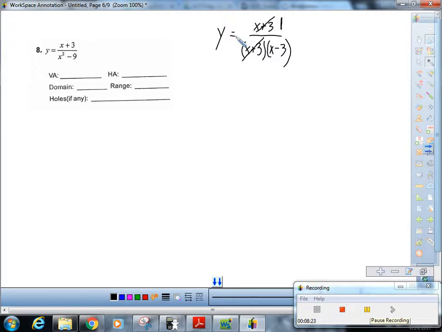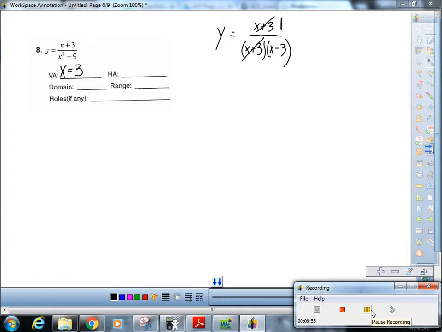All right, now we can just start to figure this out. So, let's see. Vertical asymptote will be at, the vertical asymptote is the one that doesn't get canceled out. So it would be 3. Okay? Yes.